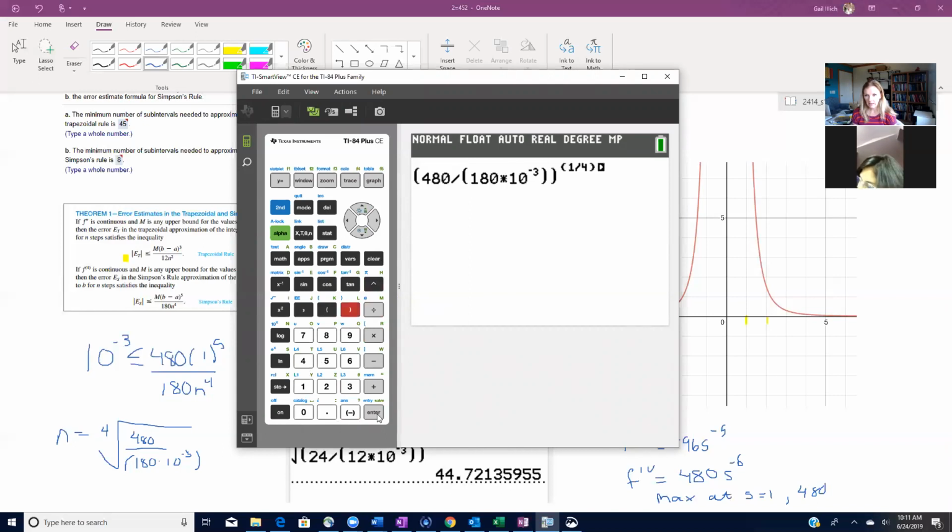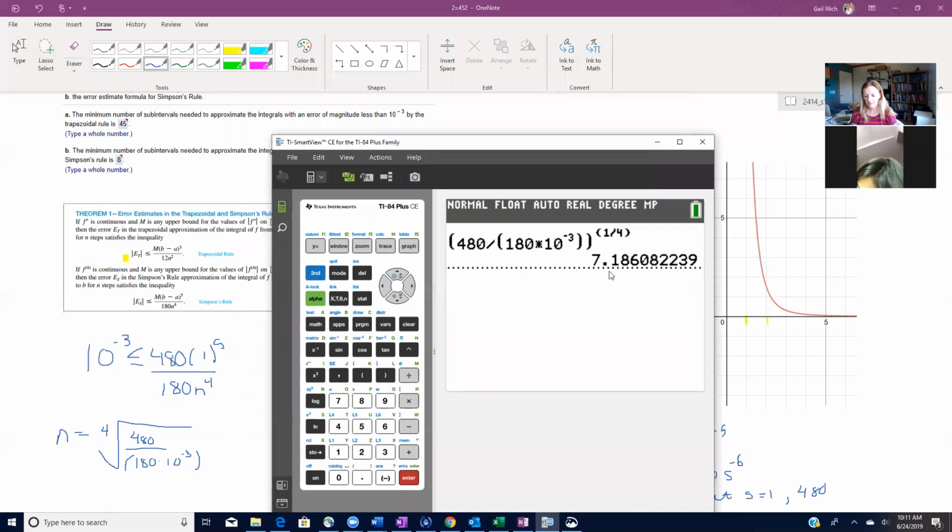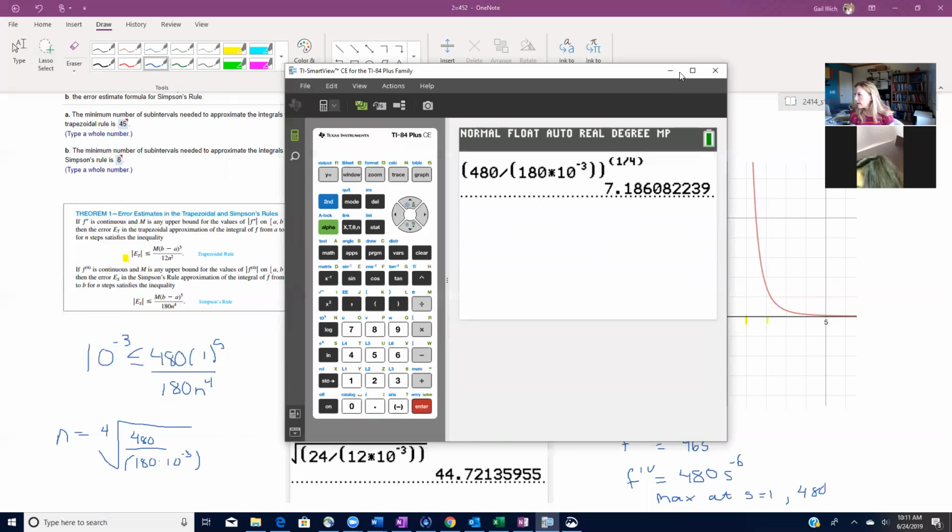Okay. And then that gives you 7.18, but it always has to be an even number, so you want to round up to the next even number. So in that case, it would be 8. Just 8, because it's the number of subintervals, so it's just an integer. Okay, yes, that makes sense. Okay, so let me stop that recording.